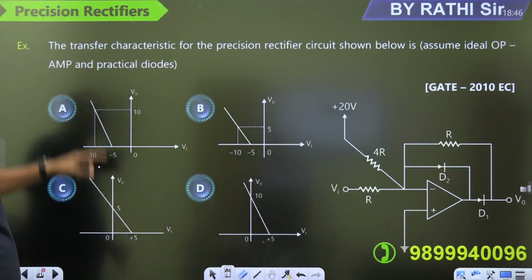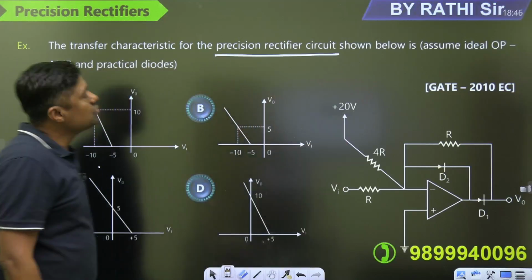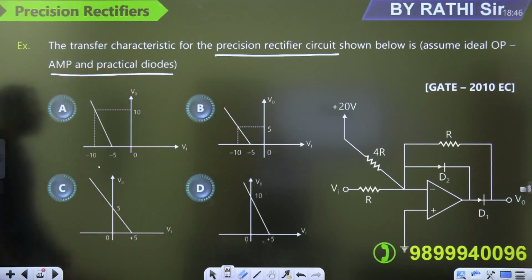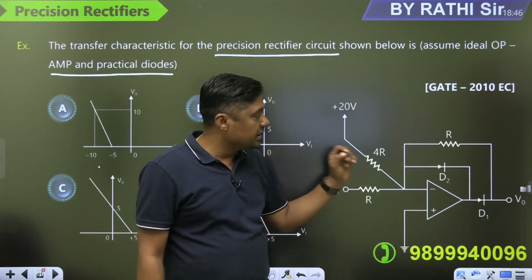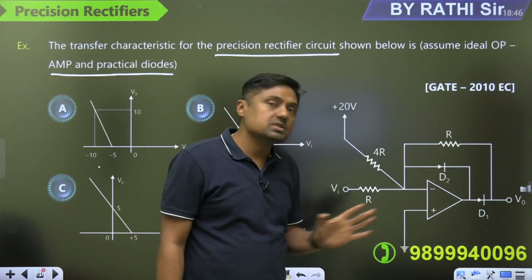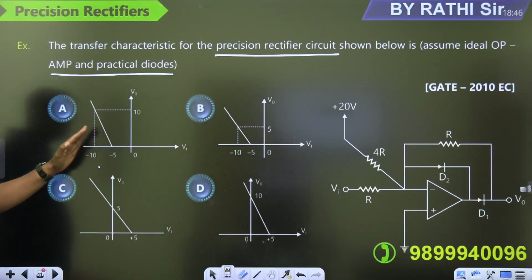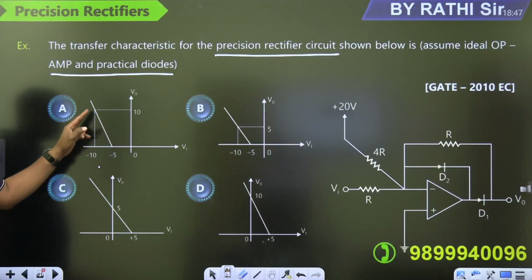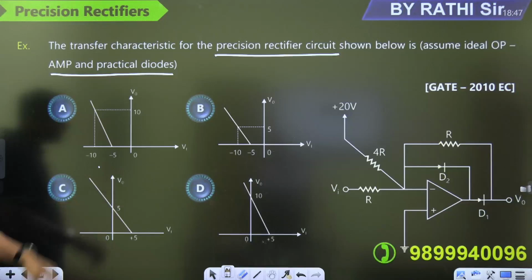This is a precision rectifier. Find the transfer characteristics for the precision rectifier circuit shown below. Assume ideal op-amp and practical diode, so don't worry about that because we are using the practical diode. 1 R is connected here, 4 R is connected here, 20 volt is connected here, diode D1, diode D2, V0 is connected here. Then the transfer characteristic is A, B, C or D. It is -5, -10, this is +10, -5, -10, it is +5. Then this is the +5.